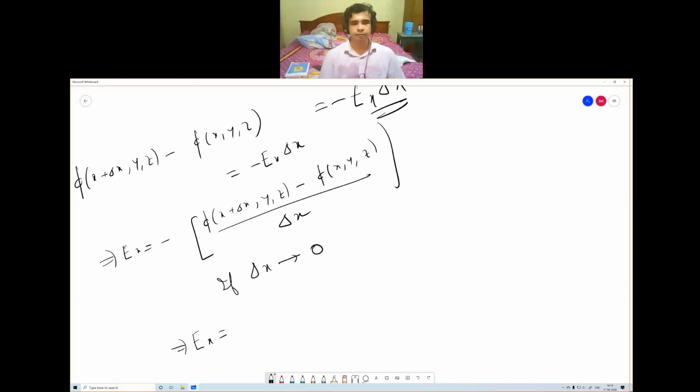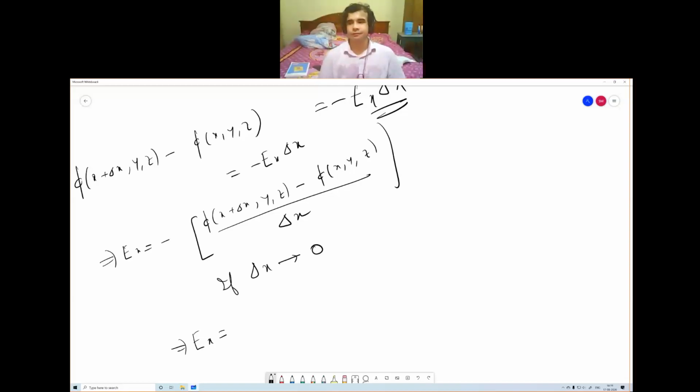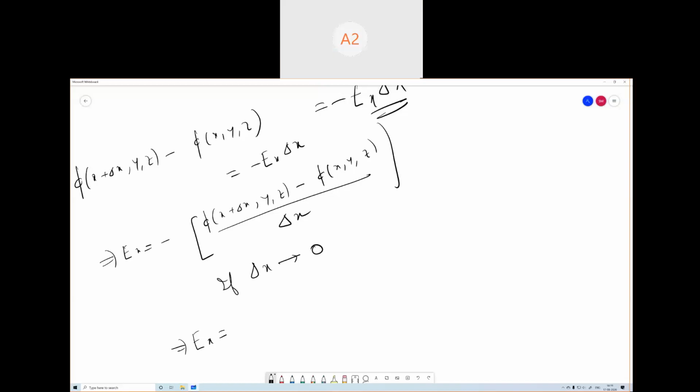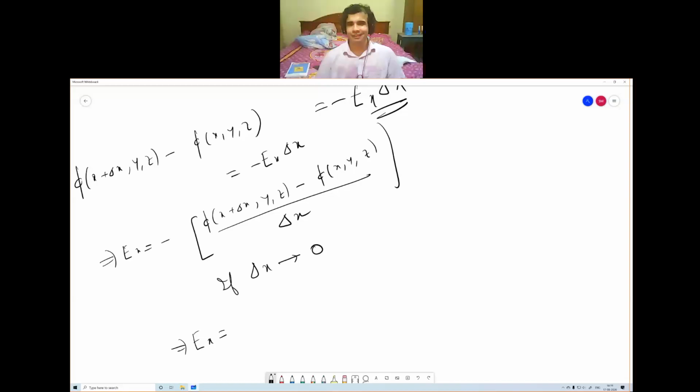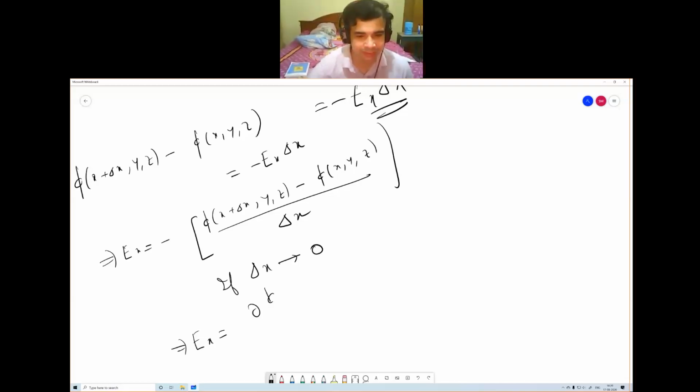Anyone? Minus gradient. Gradient comes later, my friend. That's what I am trying to come to in this result. But it is minus of d phi by dx. Yes, minus of d phi by dx.